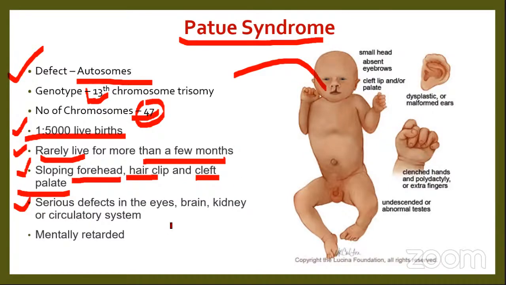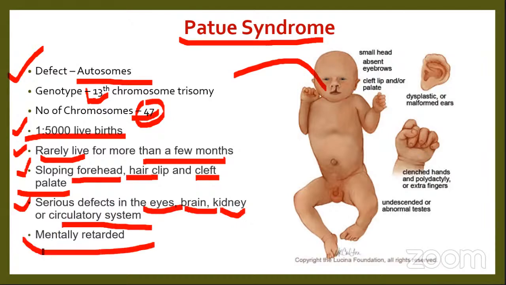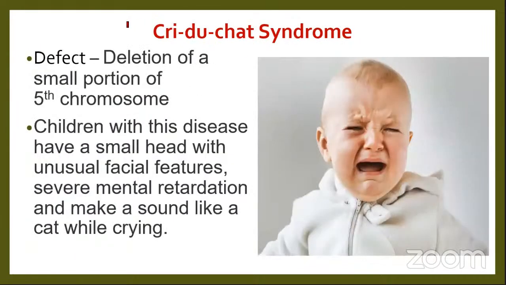They have serious defects in the eyes, brain, kidneys, or the circulatory system. They are usually mentally retarded. Here in the picture, you can see the abnormal child. They have a small head, absent eyebrows, and cleft palate. Dysplastic or malformed ears are also seen, and clenched hands and polydactyly, or extra fingers, are also seen in the disease.